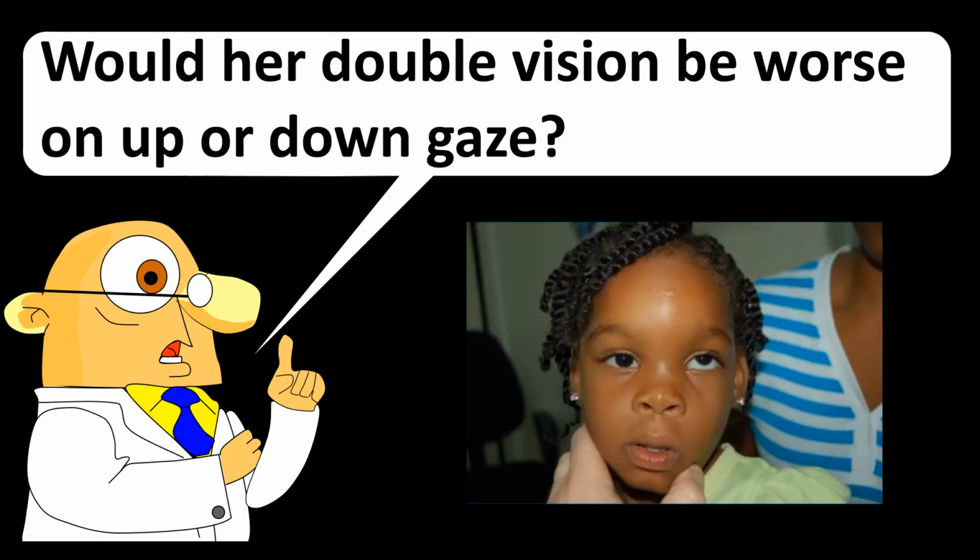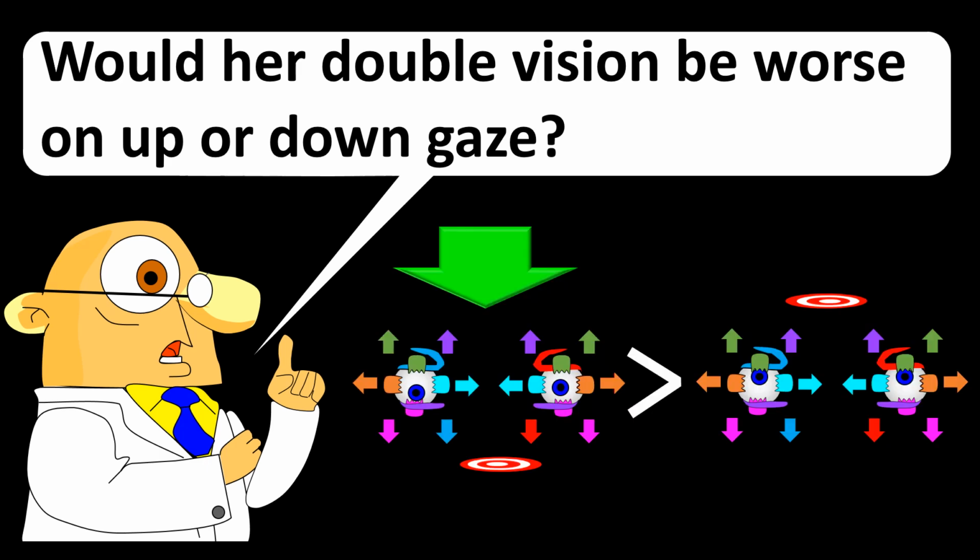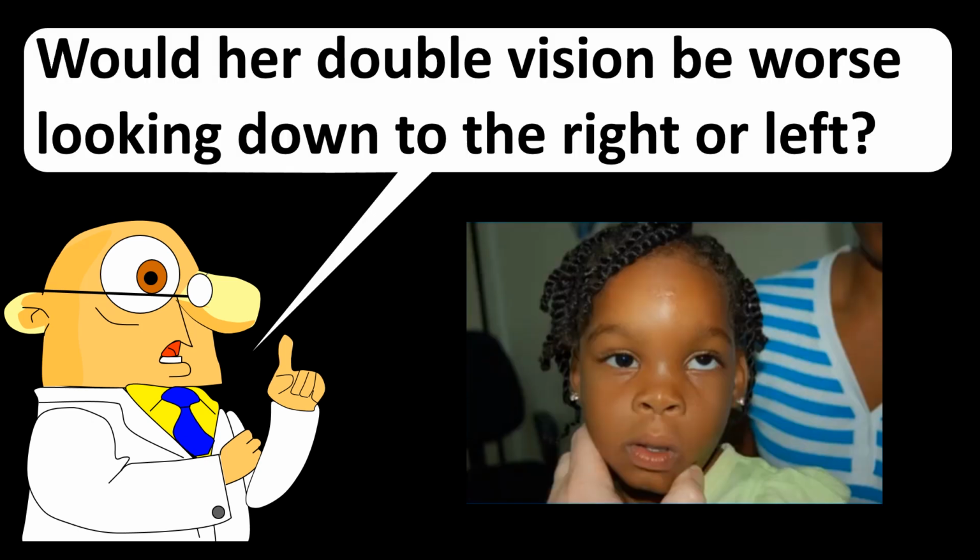So the answer to this question is that her double vision would be worse on down gaze than on up gaze. Now, I have one last question. Would her double vision be worse looking down to the right or to the left?